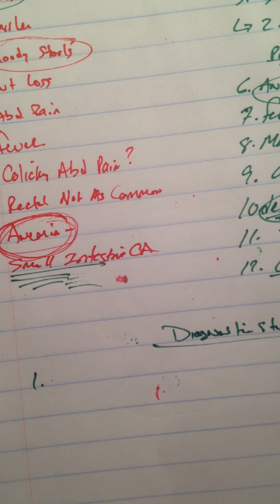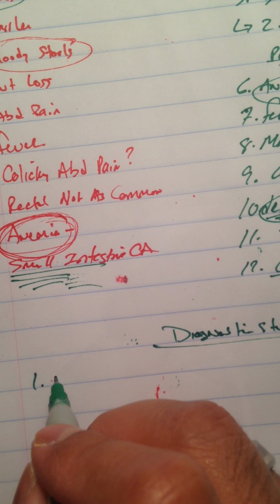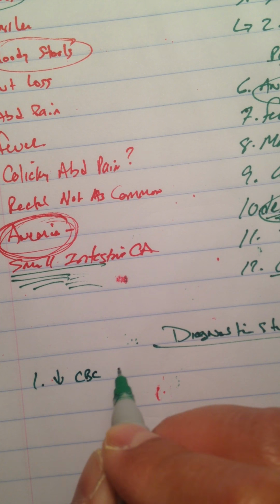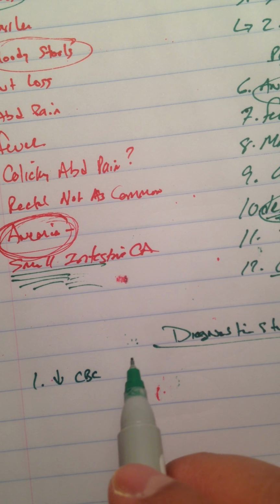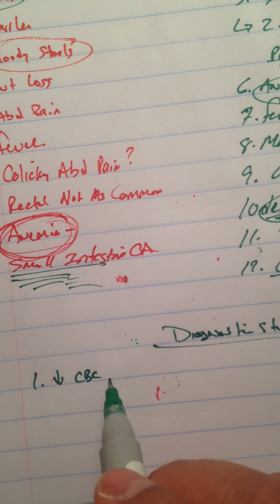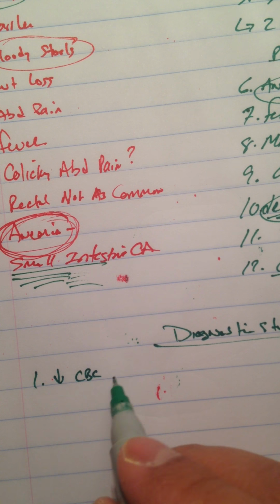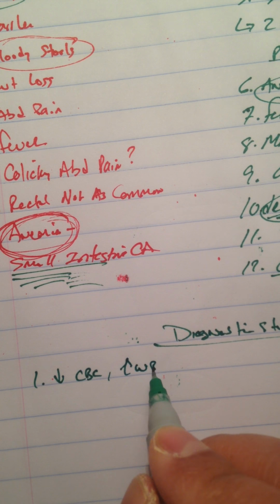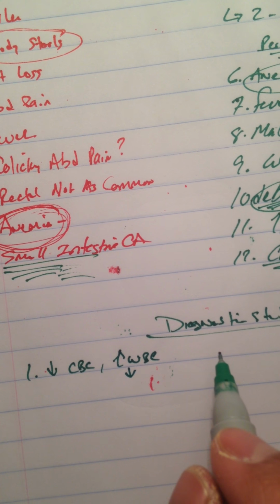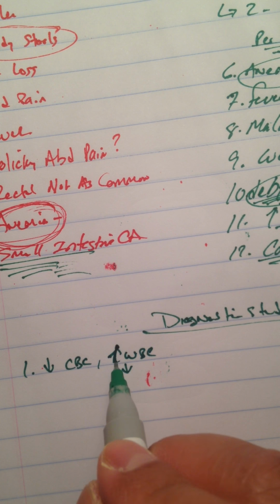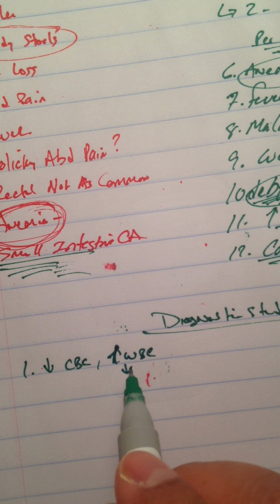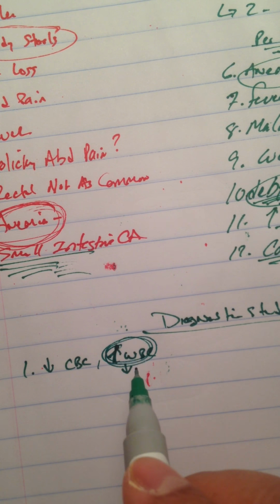You're going to look at your lab values. You're going to find that your CBC, especially your red blood count, your hemoglobin and hematocrit, might be decreased. Your WBC will be increased. Now why? Well, anytime you have an infection, your white blood cell should go up. Okay? So that is why your WBC would be increased.